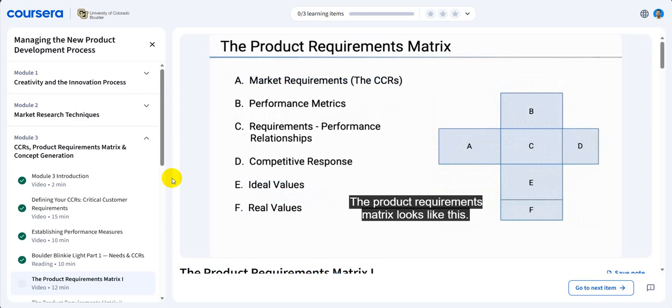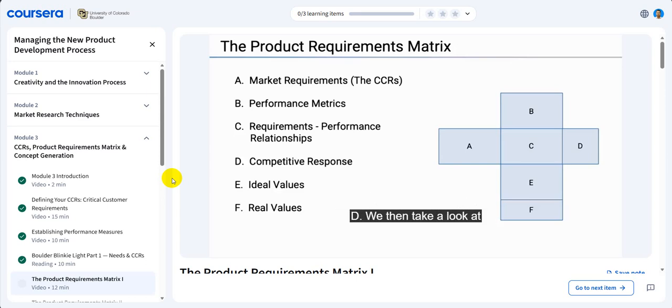The product requirements matrix looks like this. It's made up of 6 different sections. In section A, we list all the market requirements, those CCRs. In section B, all the performance metrics, all those things that we did in the last lesson. Then we start to look at the relationship between the performance metrics and the CCRs, and that takes place in section C.